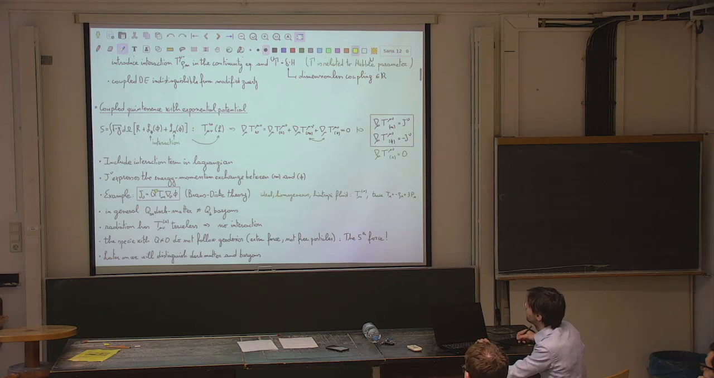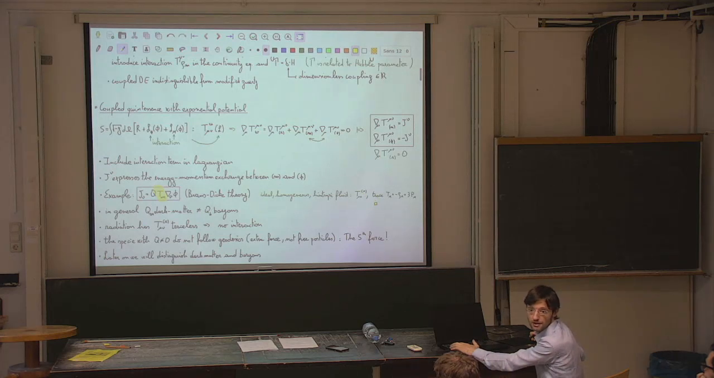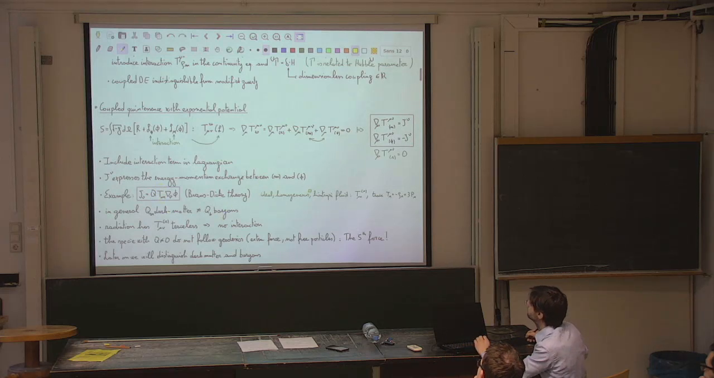If we assume this coupling for all species in our universe, including radiation, then radiation is actually decoupled. That's for the very simple reason that the trace of the energy momentum tensor of radiation is zero. It's traceless, and therefore it gives zero coupling. Not because Q is equal to 0, but because T_m is equal to 0. That's what we got.